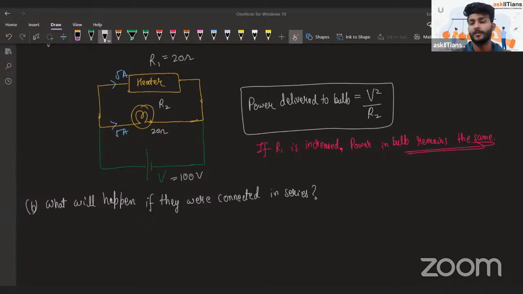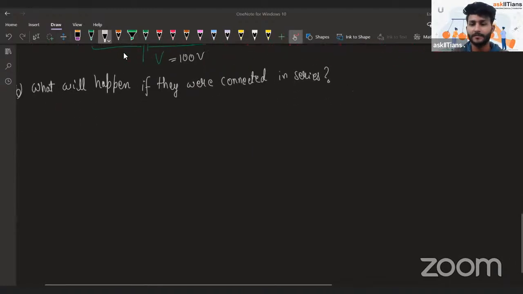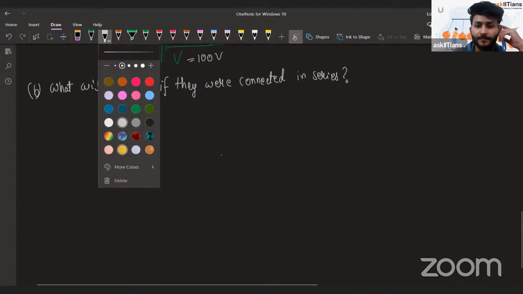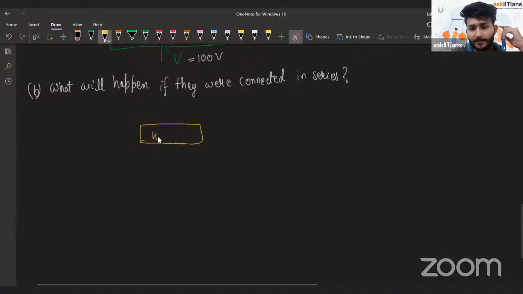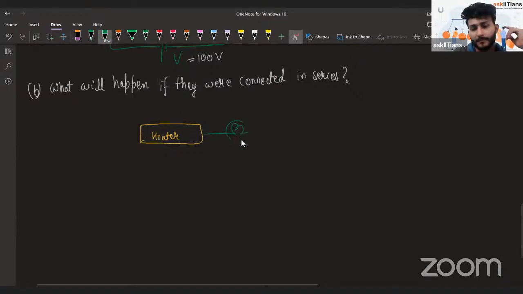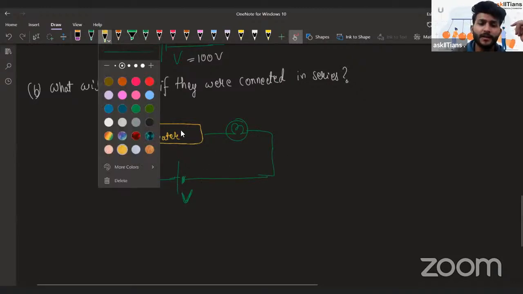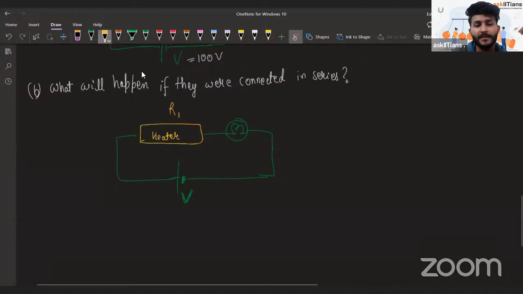No, not right. See, again, we're going to draw the circuit for it. They are connected in series. Guys, this is how it's connected. Voltage V. Resistance of heater, let's call it R1. And resistance of the bulb is, let's say, R2.